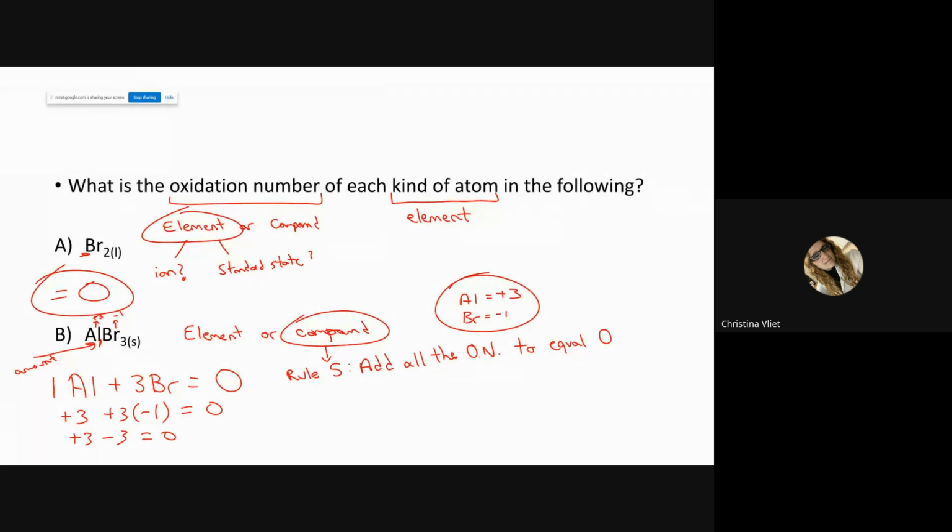When you have a simple ionic compound like this, you don't have to justify the work. But when it gets more complicated, you will want to. Like when you have a polyatomic ion. So this is just you checking to make sure the overall charges work out and become 0. Aluminum should be +3, bromine should be -1. End of this.